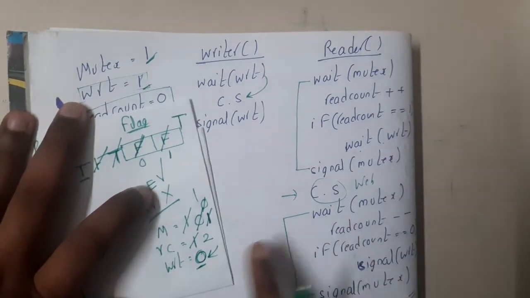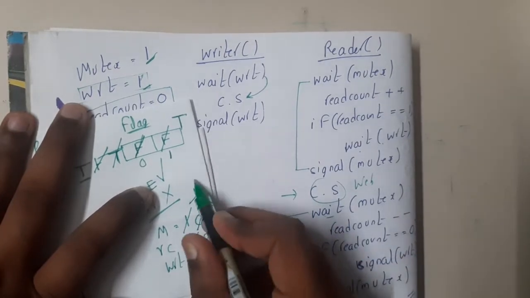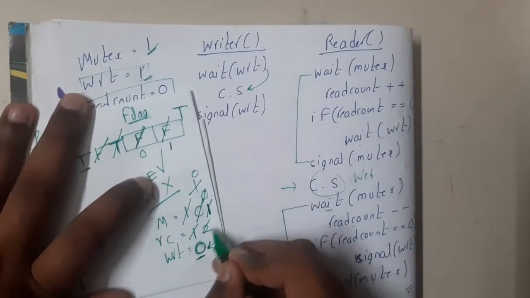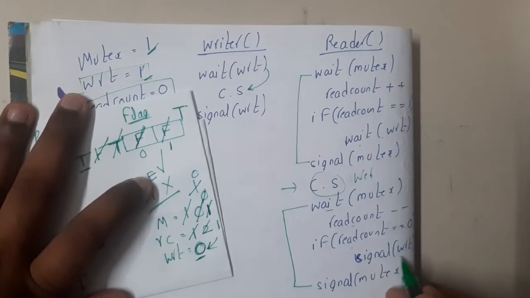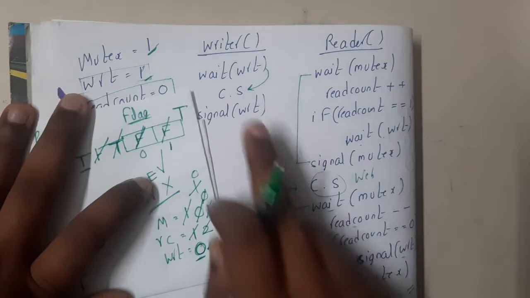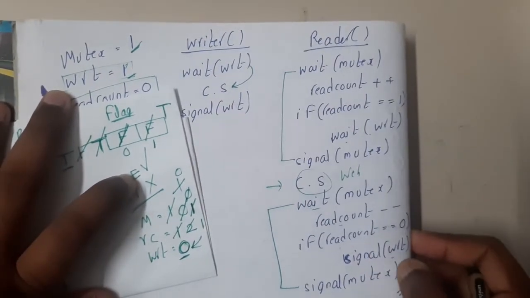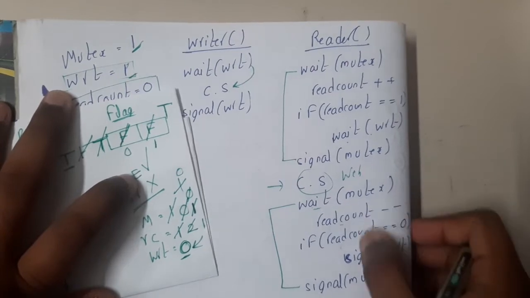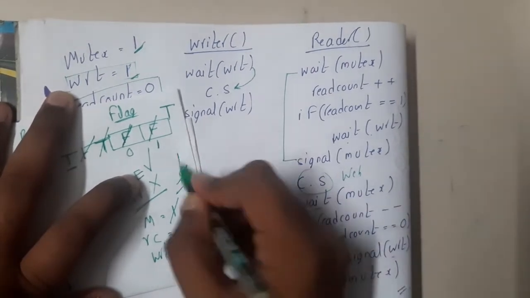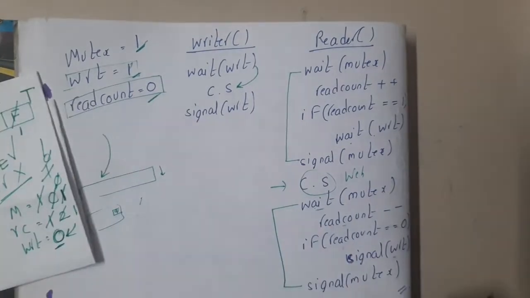Assume that now one user wants to leave. He will first update the mutex to 0 and decrease the count. If the count is equal to 0, he is going to signal wrt, because if all the readers have left, you should give the chance to the writer. Once this whole process is done, you signal the mutex also, because a new user can come inside. Got it? This logic seems really interesting, right?